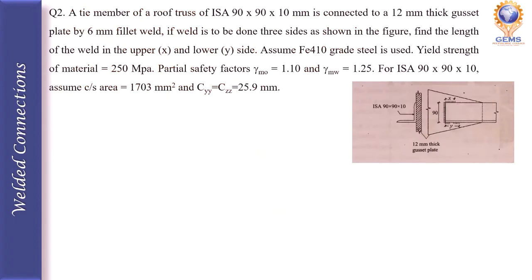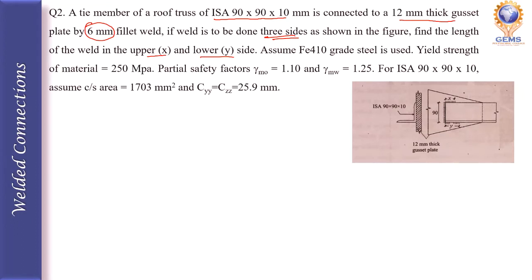Next question: a tie member of a roof truss, ISA 90 by 90 by 10 mm, is connected to a 12 mm thick gusset plate by a 6 mm fillet weld. If the weld is to be done on three sides as shown in the figure, find the length of the weld on the upper and lower side. Assume Fe410 grade steel is used.